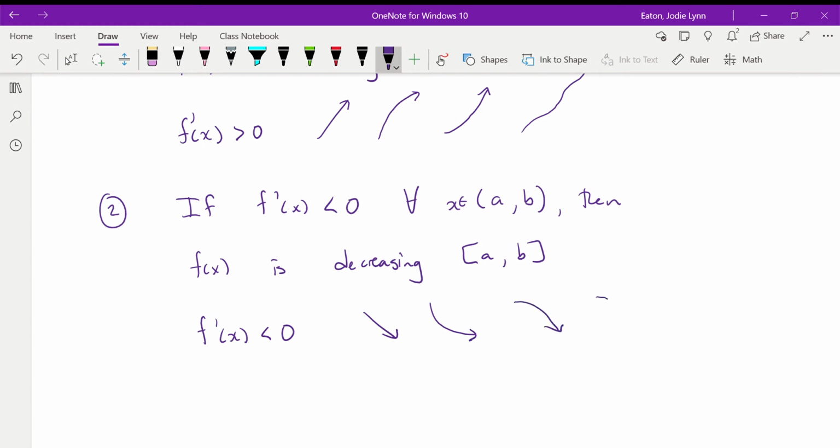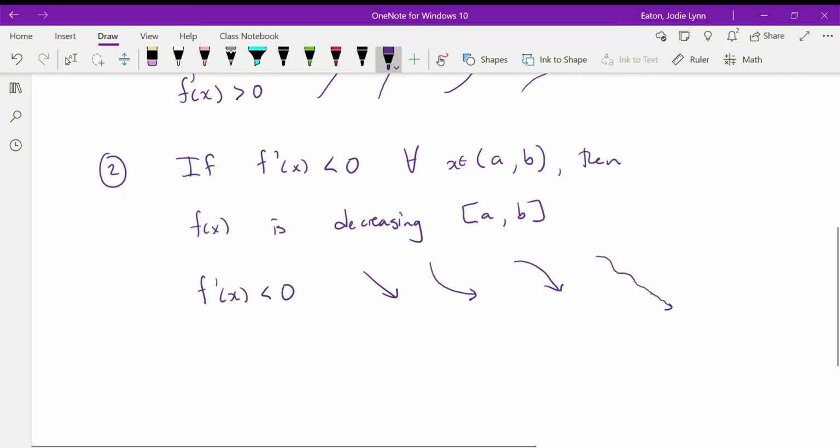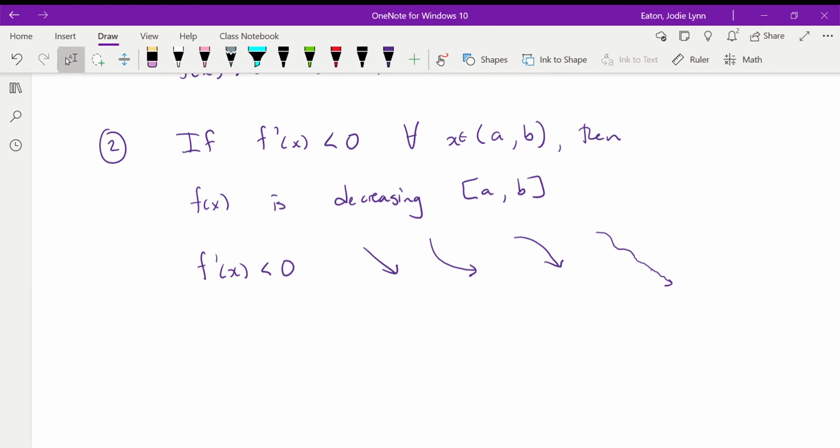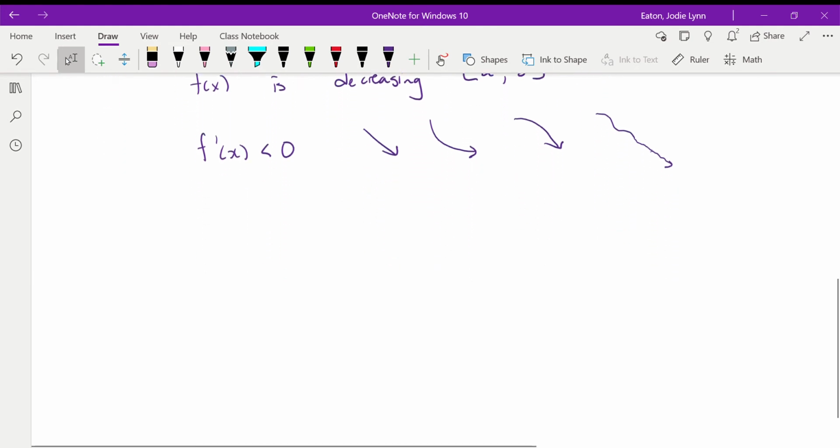You can be going down and more down and down and more down. As long as you never actually level out and you continue going down, maybe in a wiggly sort of way, then we are decreasing. Okay, as long as we are going down from left to right, we are decreasing.